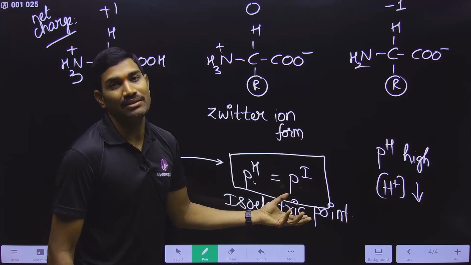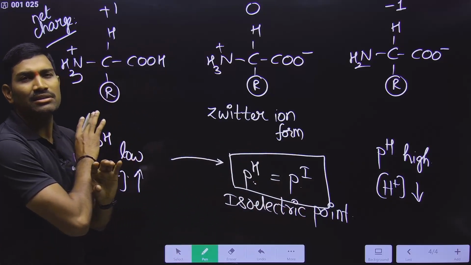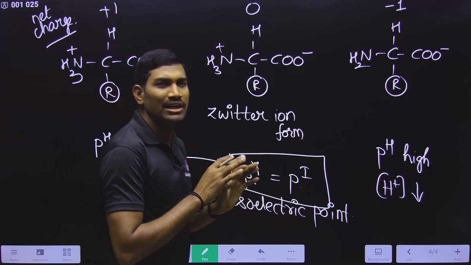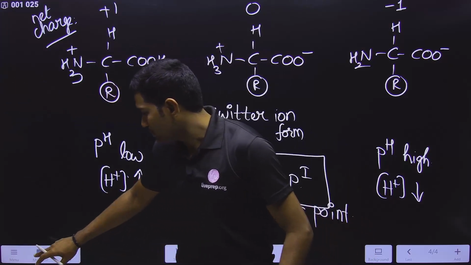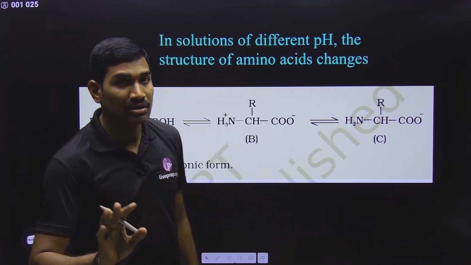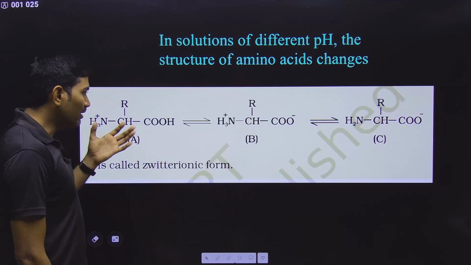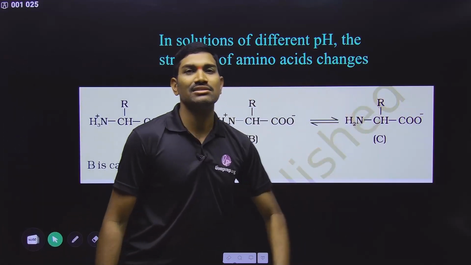The pH at which the net charge of the amino acid is 0 is called the isoelectric point, indicated with pI. Please observe this. This concept is very, very important, so please observe it carefully. Don't try to memorize this by heart. Try to understand the logic, how exactly it is getting changed.